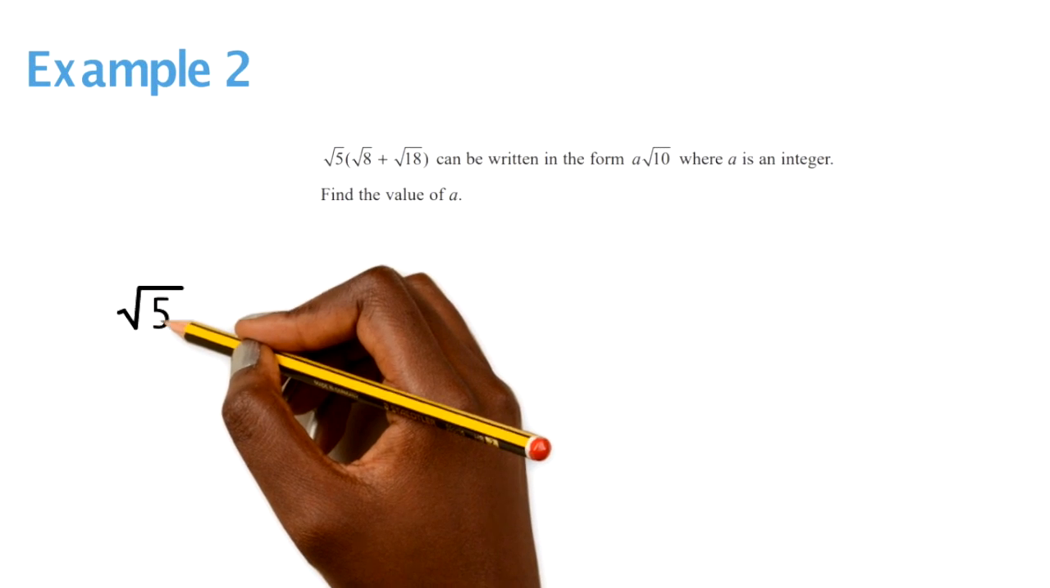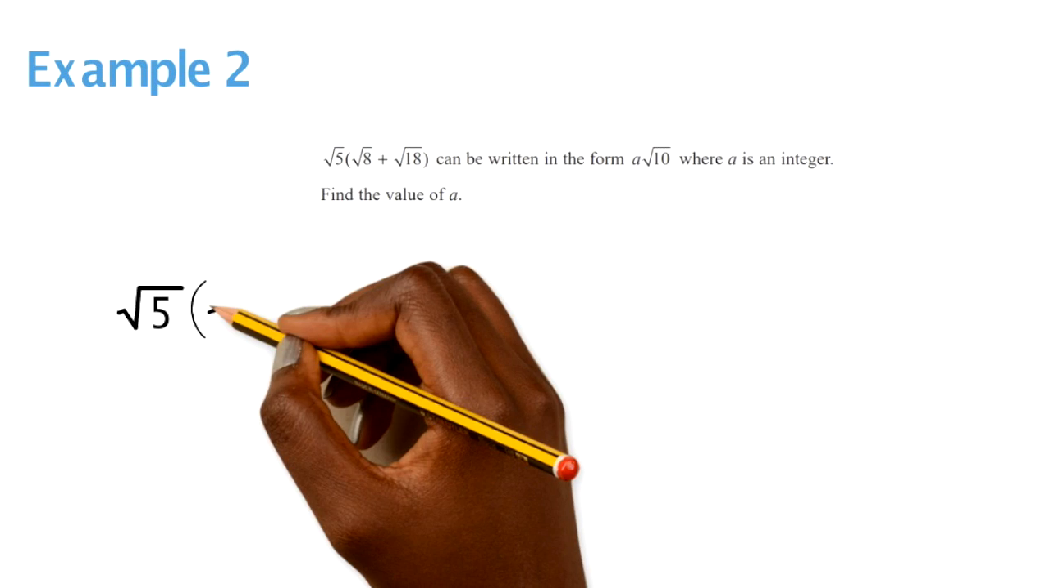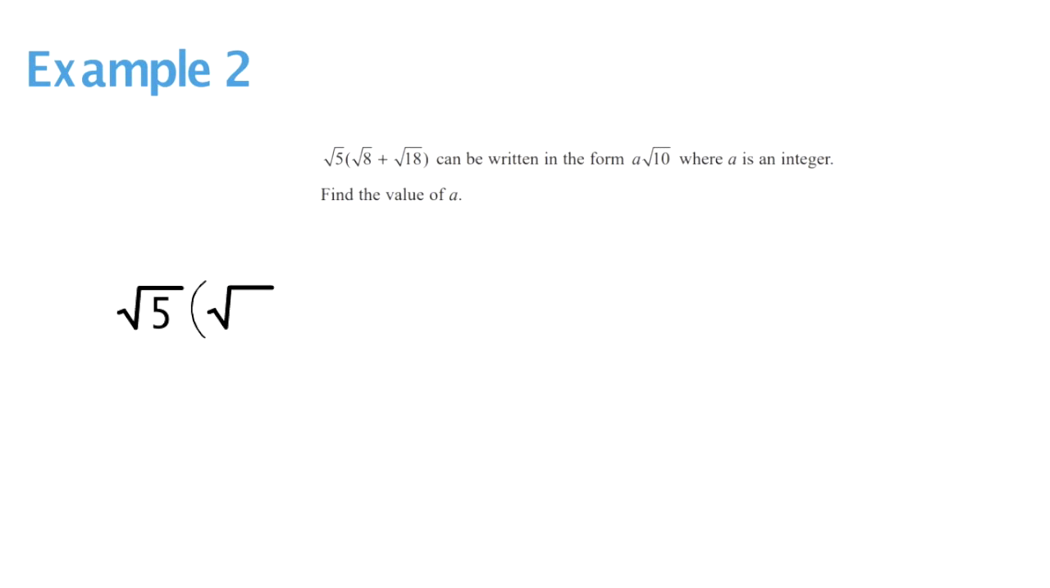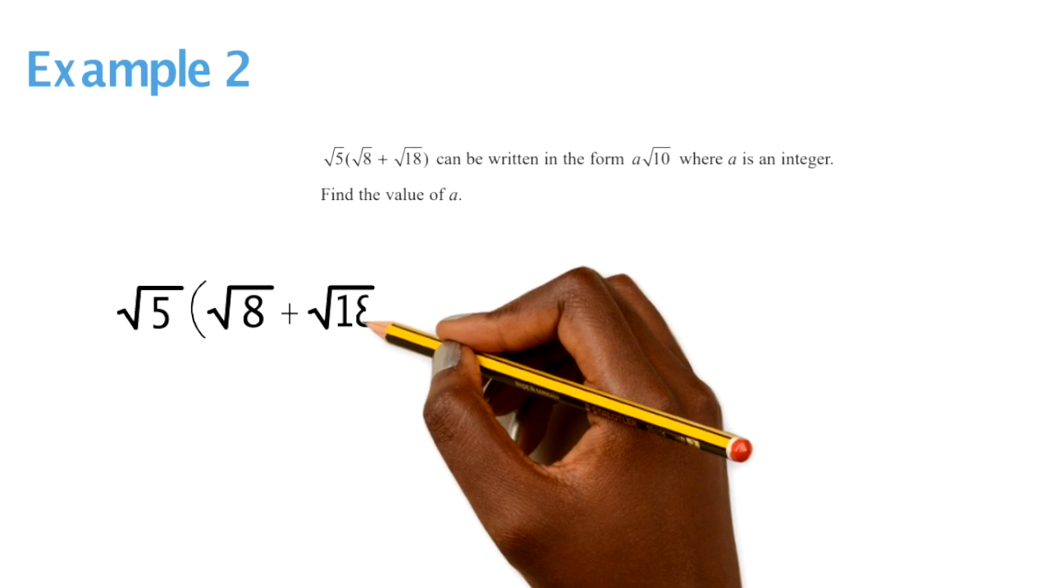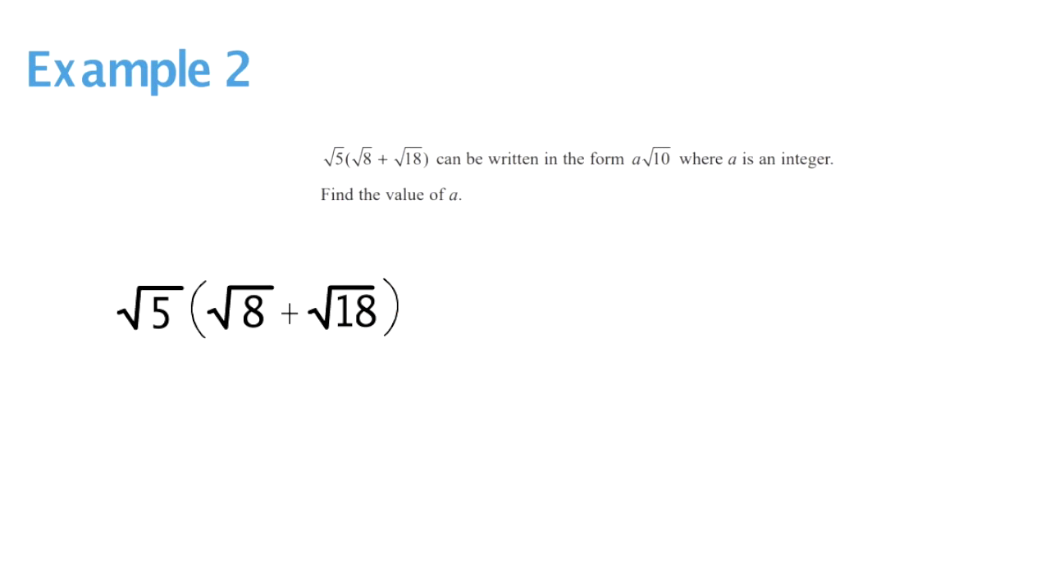So, for example 2. If we have root 5 bracket times root 8 plus root 18, we're basically going to end up expanding brackets, which is very similar to expanding brackets when it comes to algebra as well. So I've got a video on the top of expanding linear brackets if you need some refreshing on those.